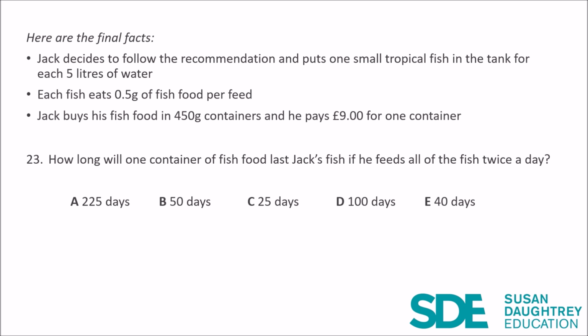Well, he has 9 fish. Each fish eats 0.5 grams of fish food and he feeds them twice a day. So each fish will use 1 gram of food, and 9 fish therefore will use 9 grams of food each day. The container contains 450 grams, so we need to divide that by 9 and it will tell us he has sufficient food in 1 container for 50 days of fish food. Answer B.